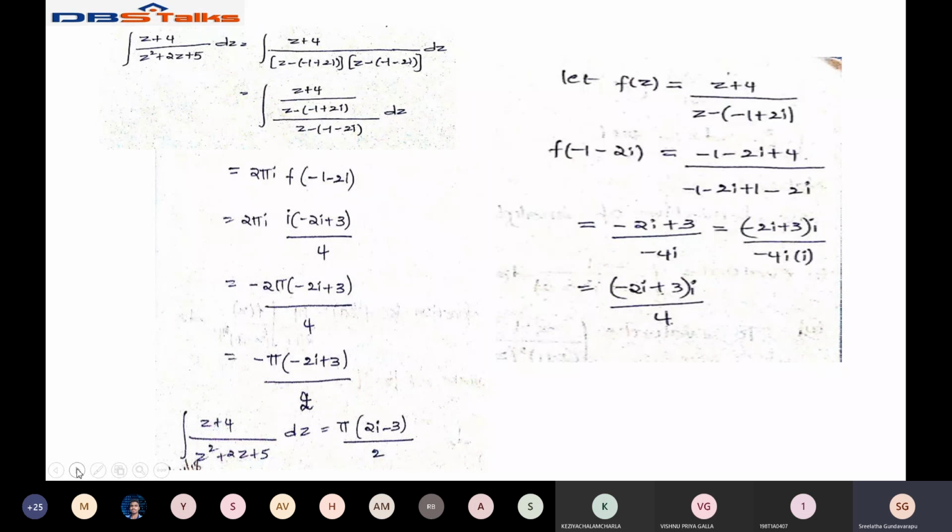So this is the calculation of the f(a) value. Let f(z) = (z+4)/(z−(−1+2i)). Then substituting a = −1−2i in the function f(z), we get (−2i+3)·i/4.